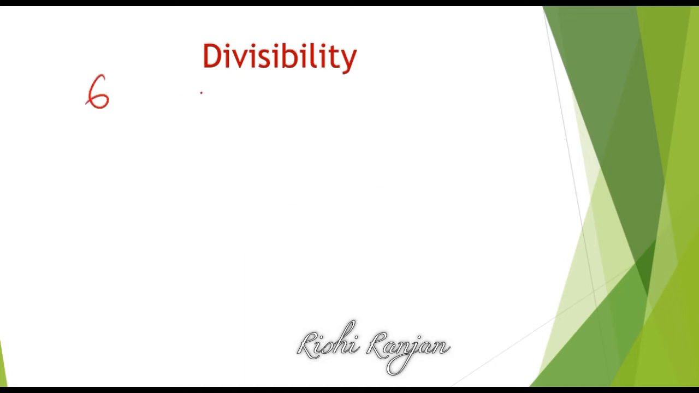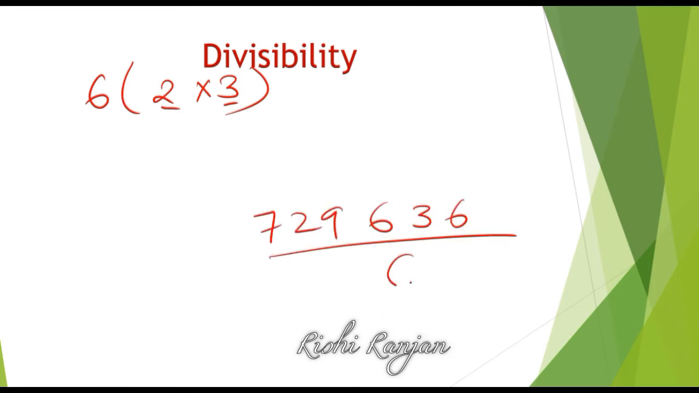Let's go to 6. How do we check for 6? For 6, we are checking 2 and 3, both of them. If a number is divisible by both of them, that number will be divisible by 6. For example, is this number divisible by 6? Let me check. I'm going to check for 2 and 3, both of them. Let me first check for 2. Because the last digit is 6, definitely this number is divisible by 2. Half the work is done. Now let's go to 3.